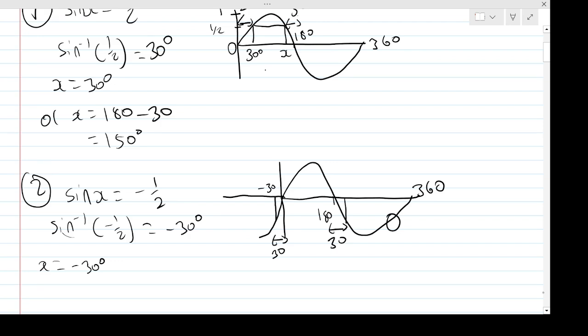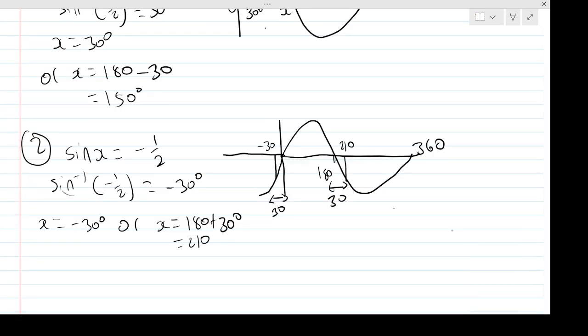So to get the next solution after minus 30, because it's 30 away from 180, we need to add 30 to 180. So x is 180 add the 30. Hopefully you can spot that the gap here is 30 between 180 and the solution, same as the gap between minus 30 and 0. If we do that, that'd be 210, which tells me that this solution is 210.